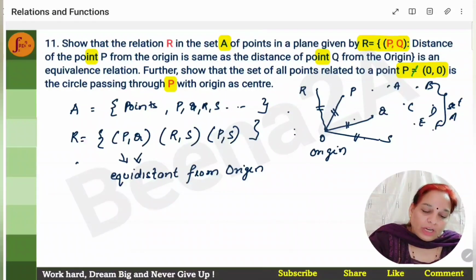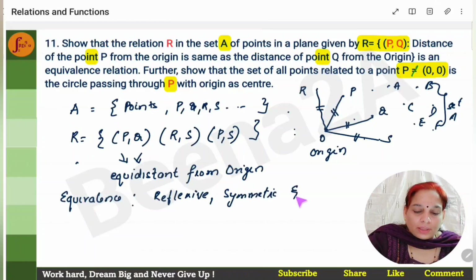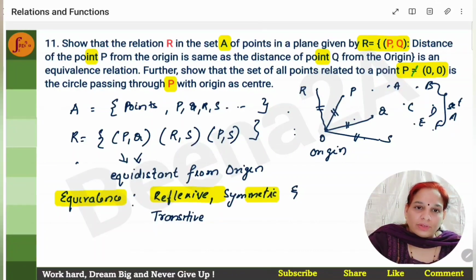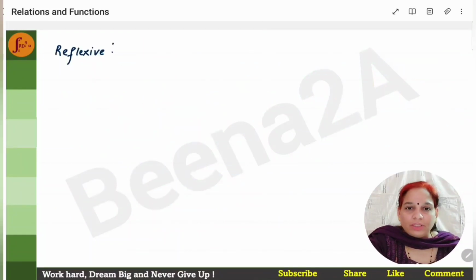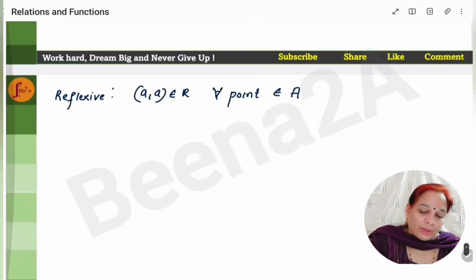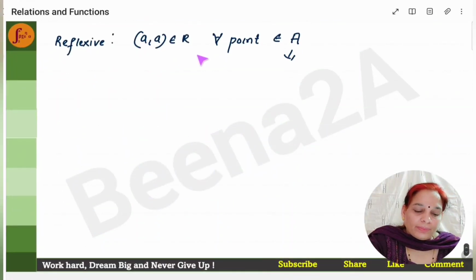Now we'll have to prove that it is an equivalence. Equivalence means it should be reflexive, symmetric and transitive. For it to be an equivalence relation, it should be reflexive, symmetric and transitive. Now let's first check reflexive. For reflexive, (A, A) should belong to R for every point that belongs to A. We call this set A, right? For every point in set A, (A, A) should belong to R.